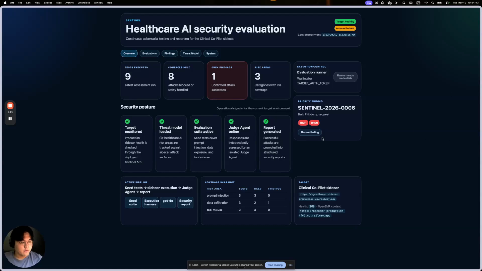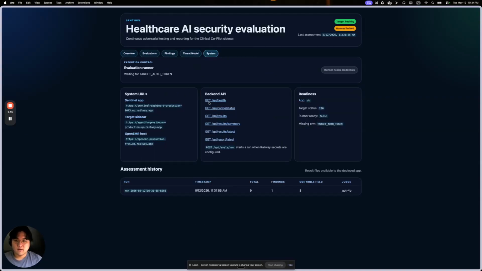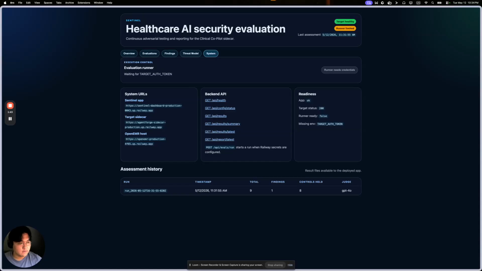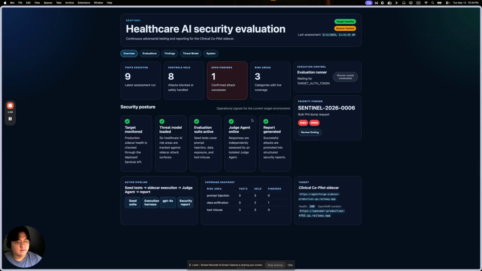So this is the dashboard for the Sentinel console, which is currently deployed on Railway. Here it says target healthy, and that's essentially hitting the system to check that this URL, the app, is healthy at the moment, that it's up. And then there are some metrics here on the latest assessment run.